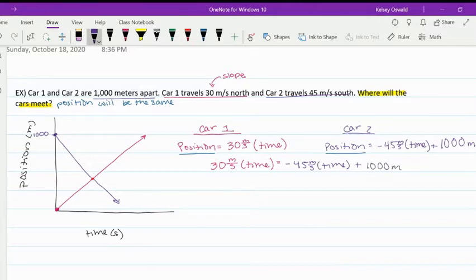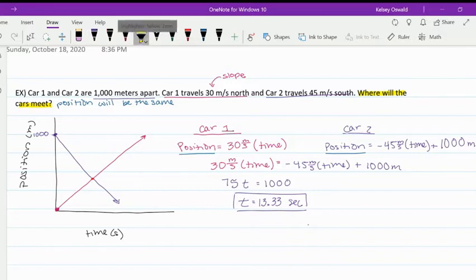From here, it just becomes algebra in order to solve for the time. So first we'll find out when our cars meet. We'll add 45 to either side, and we'll end up with 75 times time is equal to 1,000. And we'll find that our cars will meet after 13.33 seconds. Okay. So that tells us the time that our cars will meet.